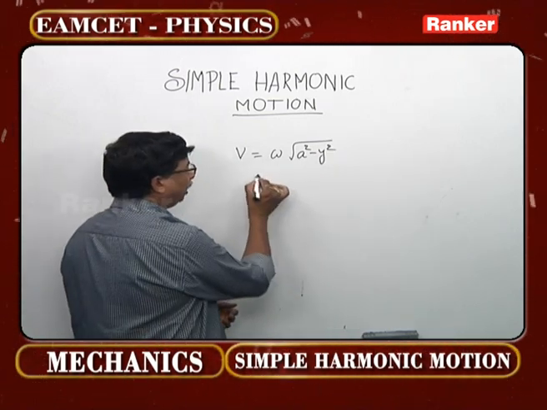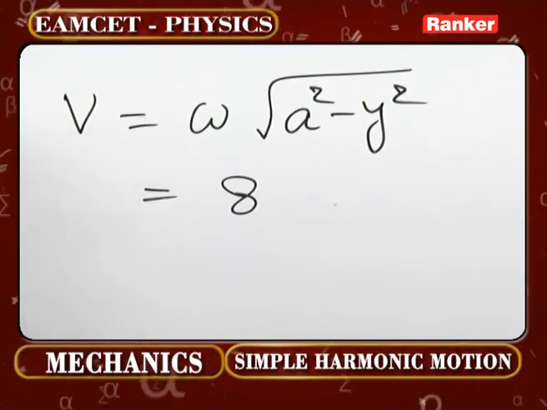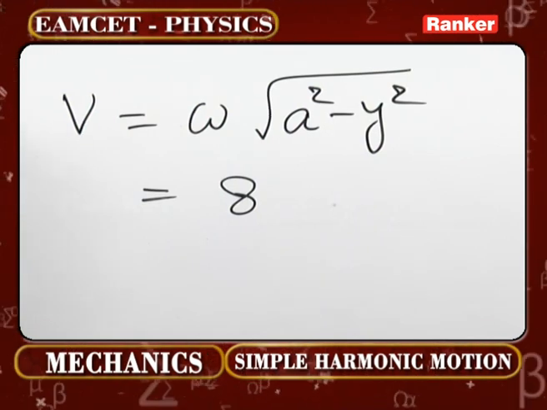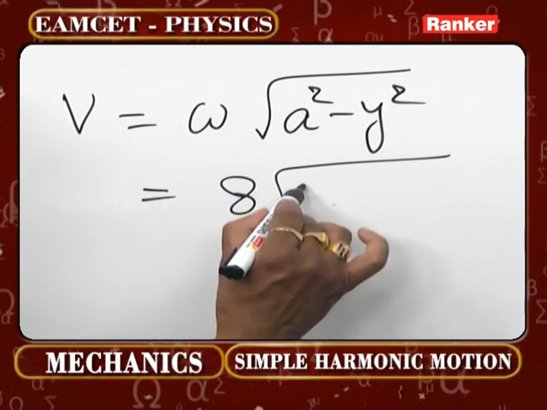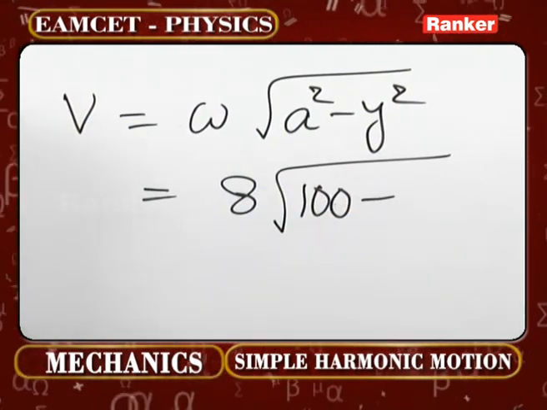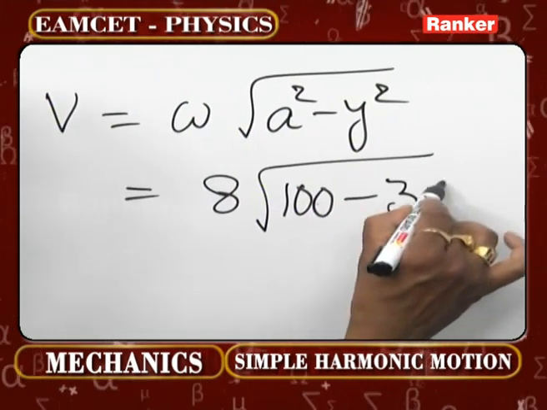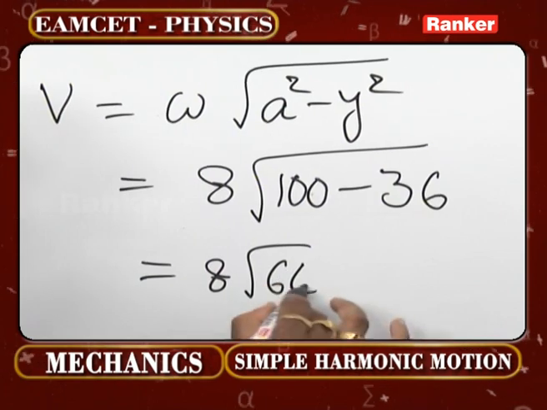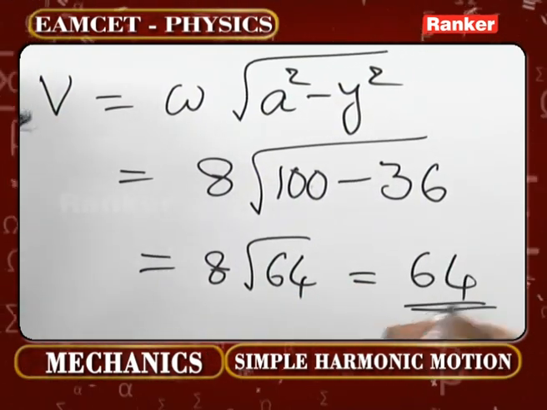That is the formula for velocity. What is the value of omega from the given equation, please? Omega is given as 8 because 8t is given in the equation. 8t means that 8 becomes omega into root of what is amplitude? 10 square, 100, minus what is the displacement given? 6 meter, 6 square, which is 36. Now 8 times root 64. Root 64 again is 8.